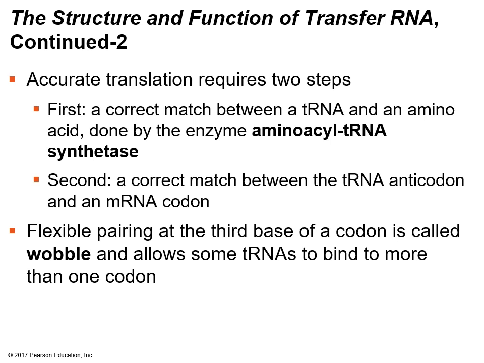Accurate translation requires 2 steps. First, we need to connect an amino acid to tRNA. The enzyme that helps to catalyze that is aminoacyl tRNA synthetase. Second, a correct match between the tRNA anticodon and the mRNA codon has to take place. However, there is flexible pairing at the 3rd base of a codon. This is called the wobble position, and this allows some tRNAs to bind to more than one codon.